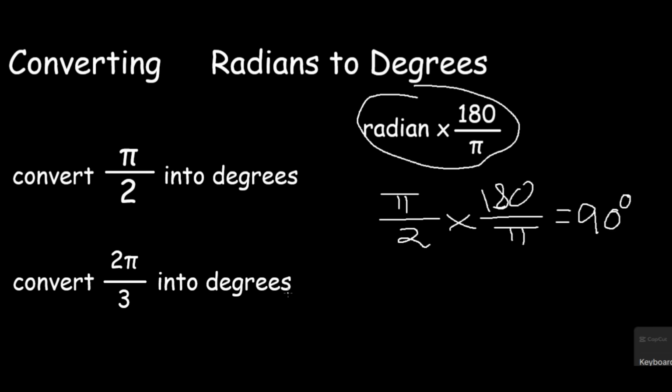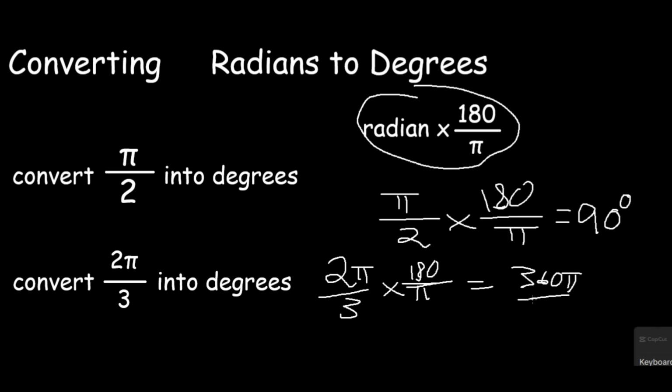Alright, so for this one, we have 2 pi over 3. We take that and multiply it by 180 over pi. Then we'll get 360 pi over 3 pi, which will then be equal to 120 degrees.